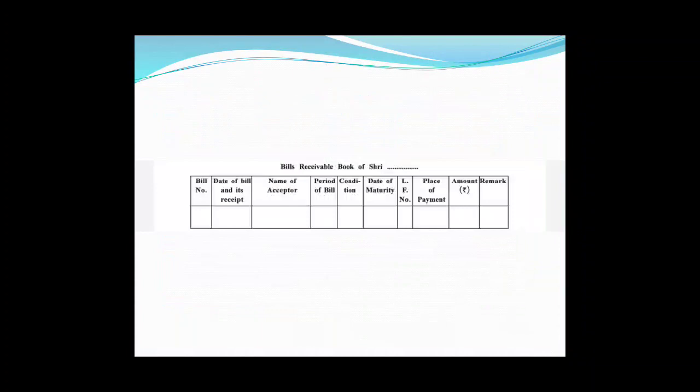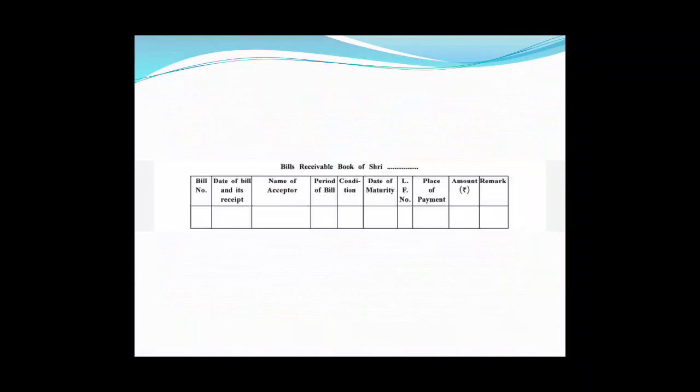Name of the acceptor, the person who is going to accept that bill, the name of that person will come, and then period of bill: 1 month, 2 months, 3 months, 15 days, 10 days, whatever it is. Then if it is signed with any condition, that condition will also be mentioned. Then date of maturity will come. Date of maturity can be found from the date of bill. We will be adding the period of bill.